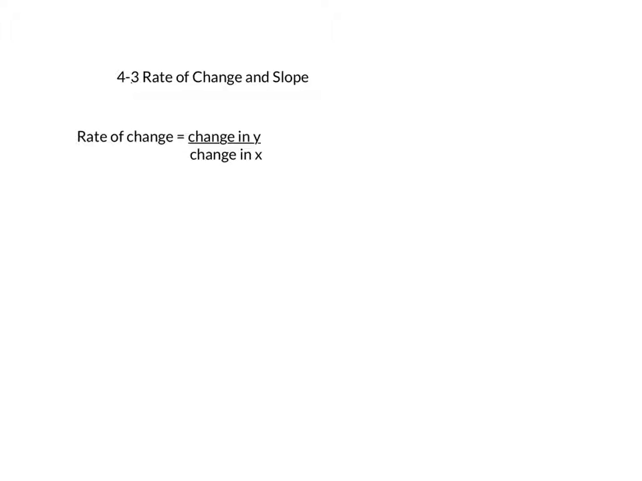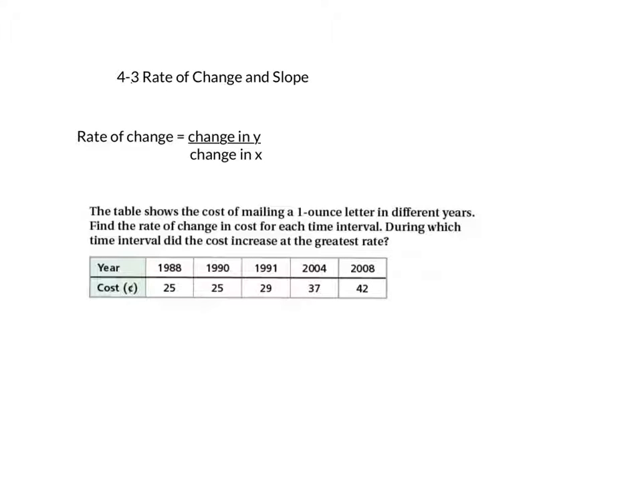So the biggest thing you need to know right now is that rate of change is the change in y over the change in x. So in this word problem, it says the table shows the cost of mailing a 1-ounce letter in different years. Find the rate of change in cost for each time interval. So that's what we're going to do first.